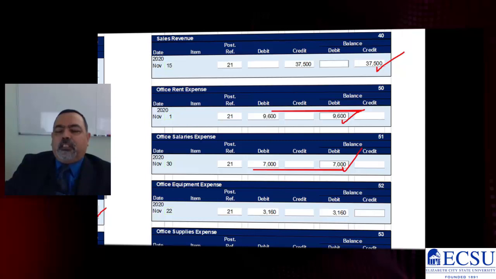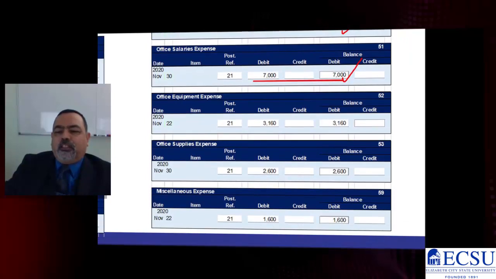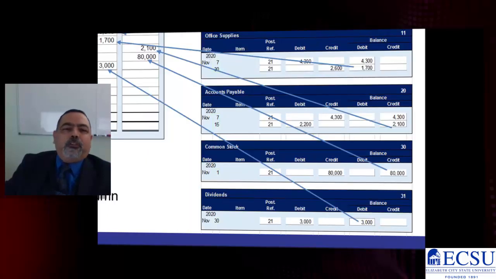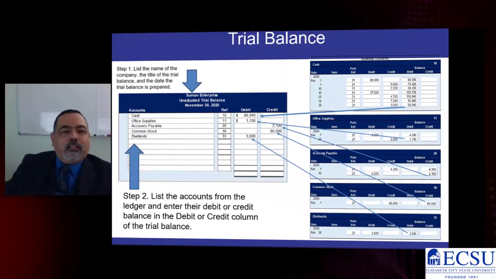7,000 is the office salaries expense, again on the debit side. Office equipment expense has a debit balance of 3,160. Office supplies expense has a debit balance of 2,600. And finally, we have the miscellaneous expense of 1,600. So now we are going to go step by step.